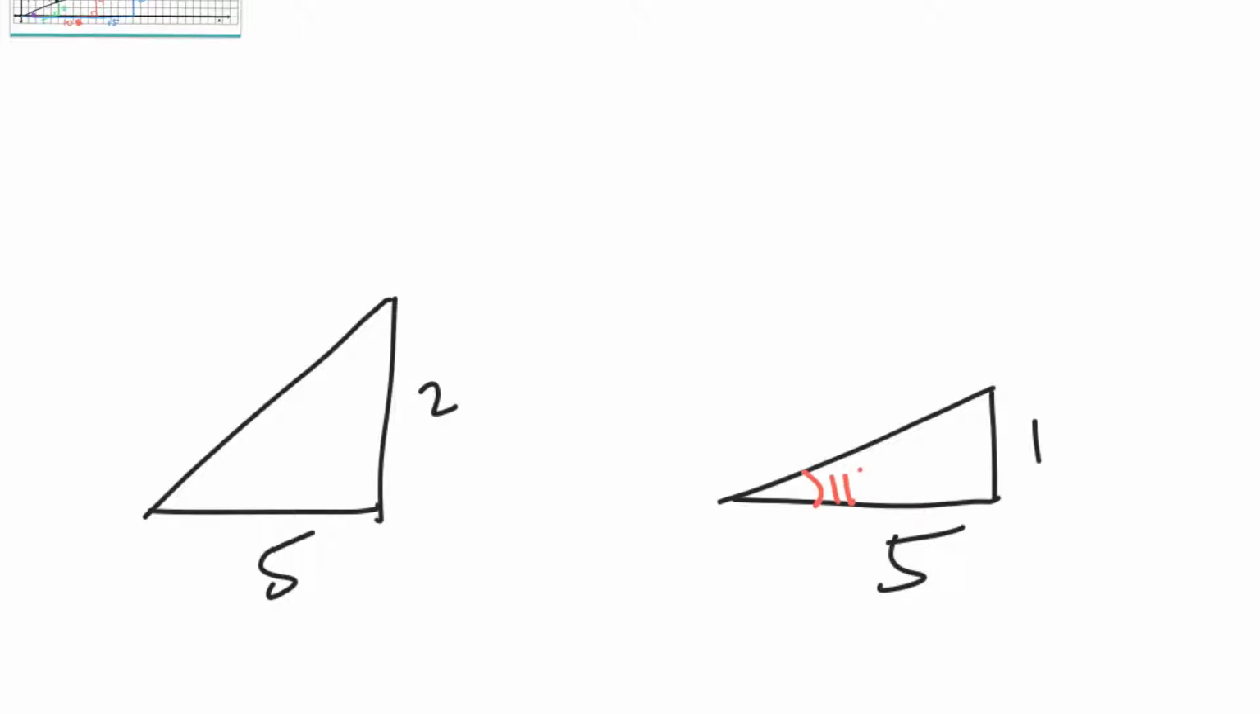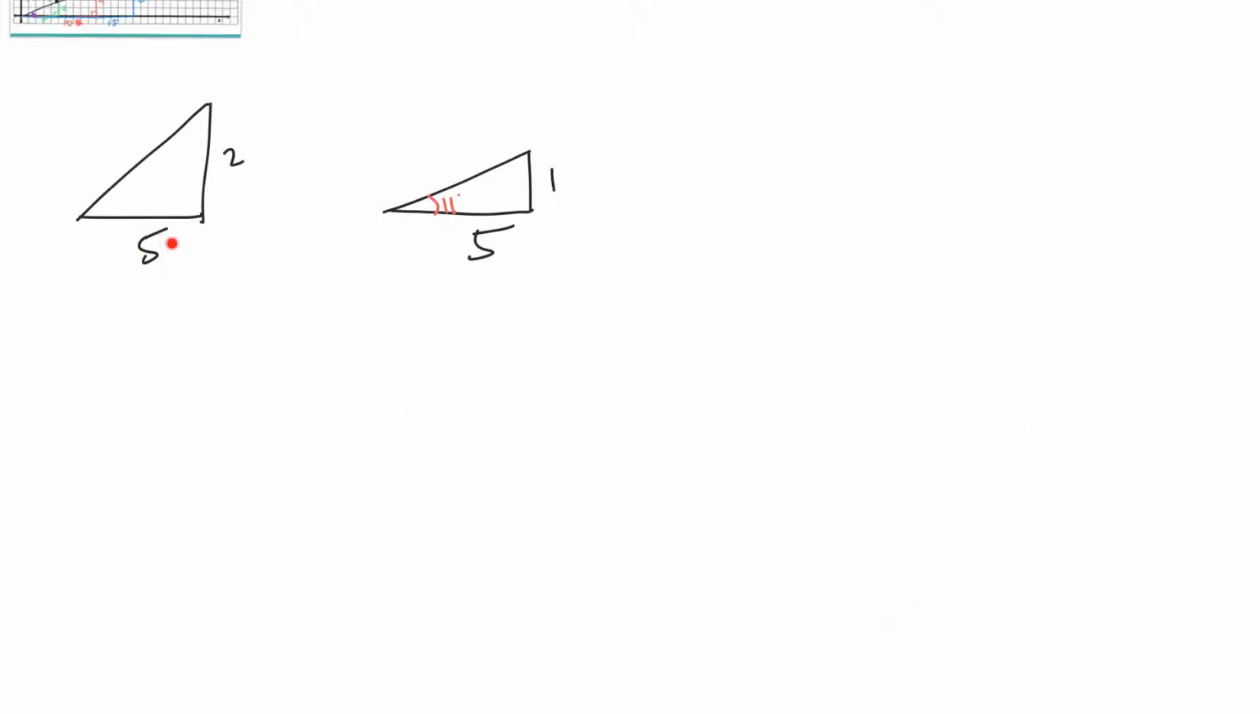Now, notice how there's a 5 here and there's a 5 here. There's a 1 here and there is a 2 there. So knowing that, what do you think this angle is right here? And I'm not going to tell you yet. You're going to learn about this tomorrow. But let's see if you can try to think about it right now.